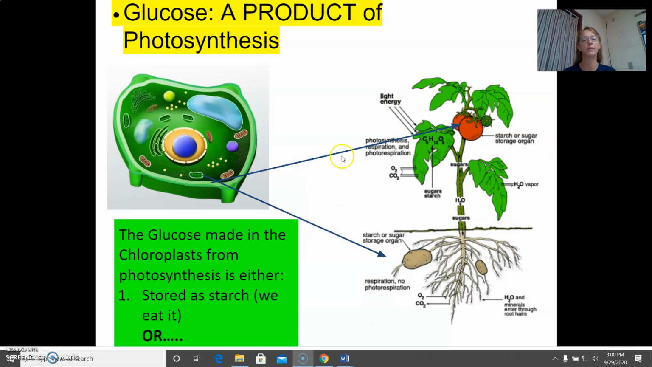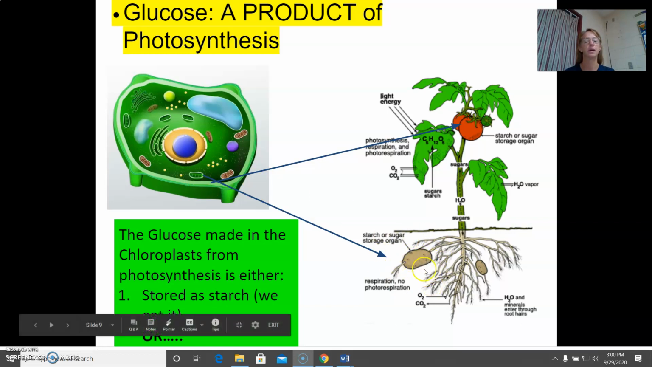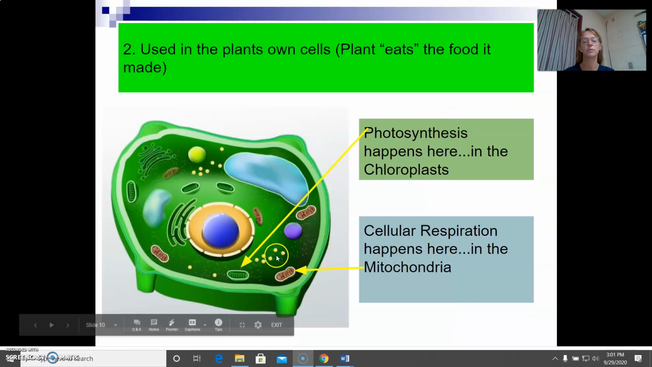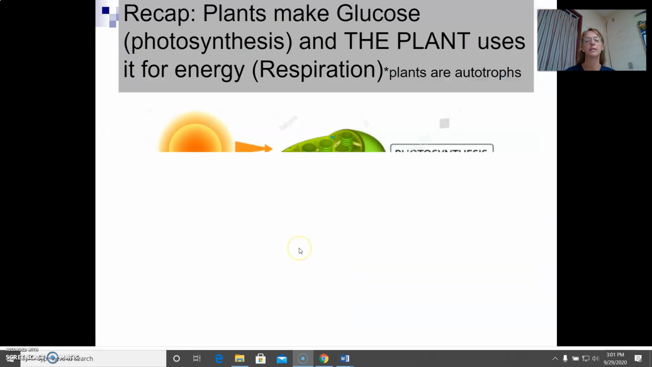All right, so we know, hopefully by now, that glucose is a product, or it is made from photosynthesis. Again, the glucose made in the chloroplast either becomes part of the plant, it becomes that fruit that we eat, or it's stored in the stems as starch, or that glucose swims right over to a mitochondria and the plant uses its own food that it made to make energy for itself. That energy is made in an organelle called mitochondria. So photosynthesis happens here. The glucose made there goes over to a mitochondria where cellular respiration happens and the usable form of energy called ATP is made.